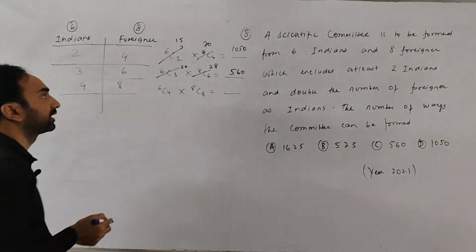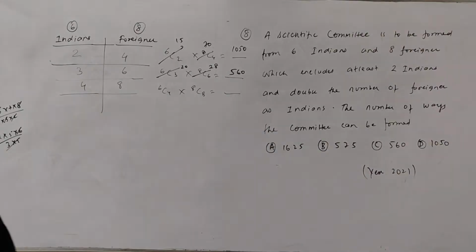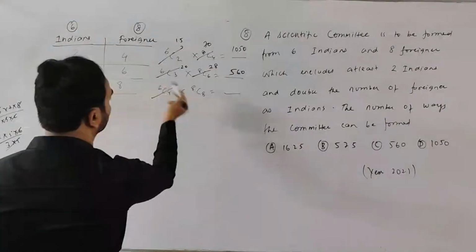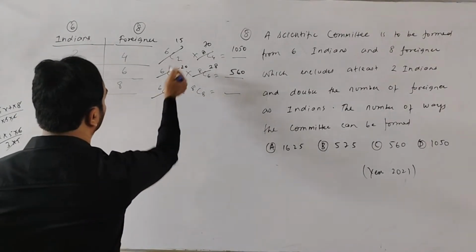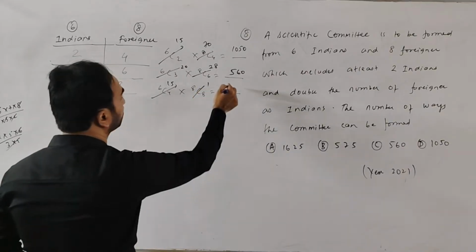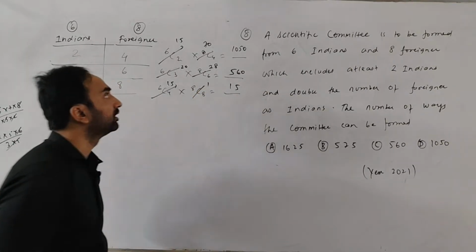Just keep on checking the calculation. You guys keep on doing the calculation. 560. And the last one will become 6C4, so 5 into 6 by 2, 15, which is the same as 6C2. And there is no other choice, so 1. Right? So this will come out to 15. Now add it.